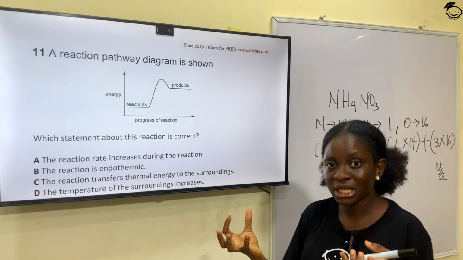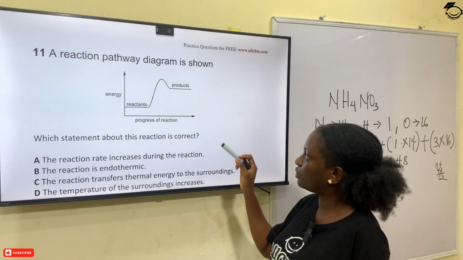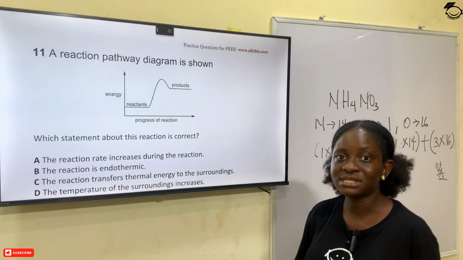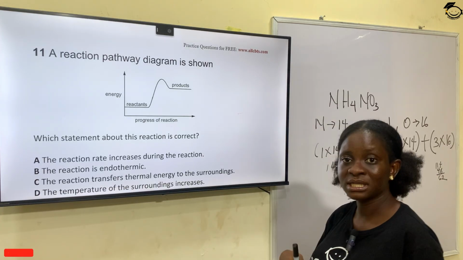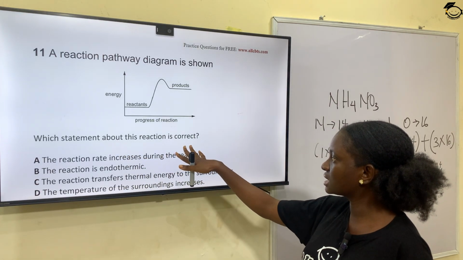That means it's absorbing heat from the surroundings. But otherwise, if the reactant is higher than the product, that means there's an exothermic reaction, there's release of heat. So which statement about this is correct?